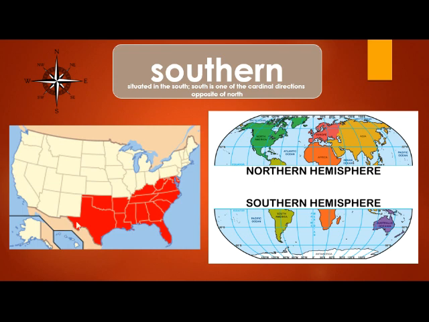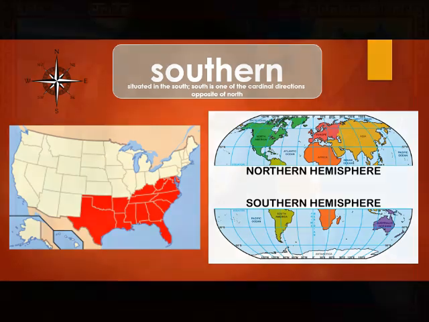Here's our country, the United States. But look at this map of the world. This is the northern hemisphere. This is above the equator. This is the southern hemisphere. This is below the equator. We live in Florida. So even though we live in the south part of the United States, we're still in the northern hemisphere. So we're still north of the equator.